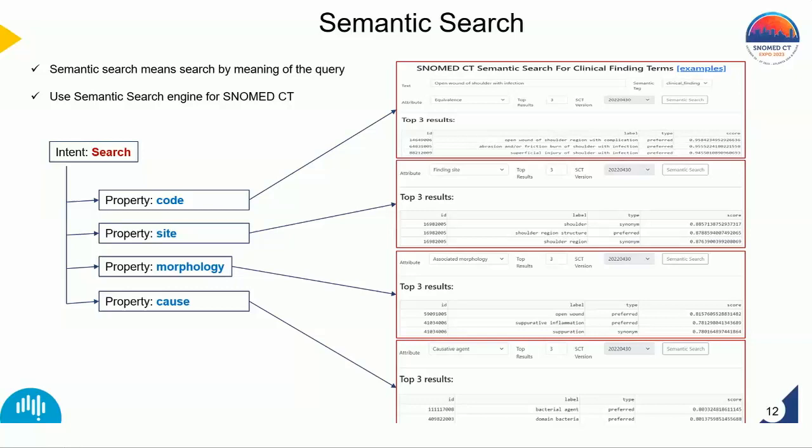The OntoGPT, which is built on the semantic search engine, supports various types of query. However, in this demo version, we have fine-tuned GPT-3 within the text-to-structure component to support four specific types of query: searching for a SNOMED concept that is close in meaning to the given query term; finding a SNOMED concept that is the value for the finding site property of the given term, which specifies the body site affected by the condition; finding a SNOMED concept that is a value for the associated morphology property of the given term, which specifies the morphologic change that is a characteristic feature of the disease; and finding a SNOMED concept that is the value for the causative agent property of the given term.